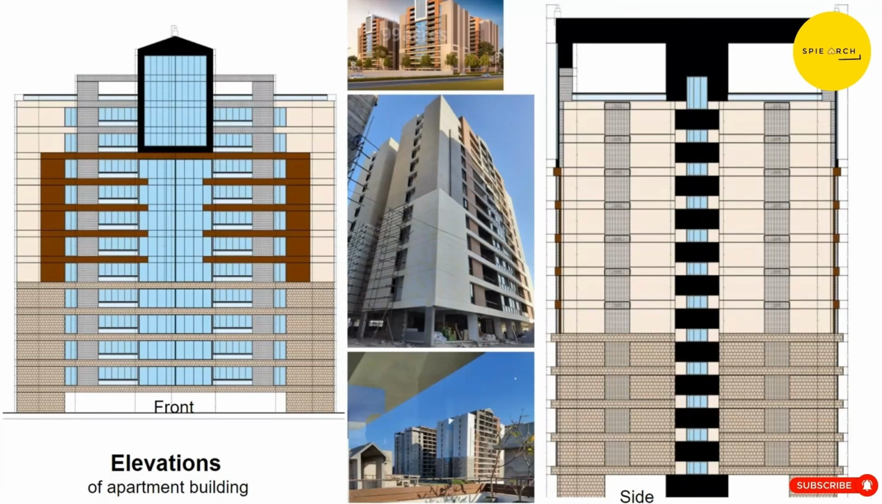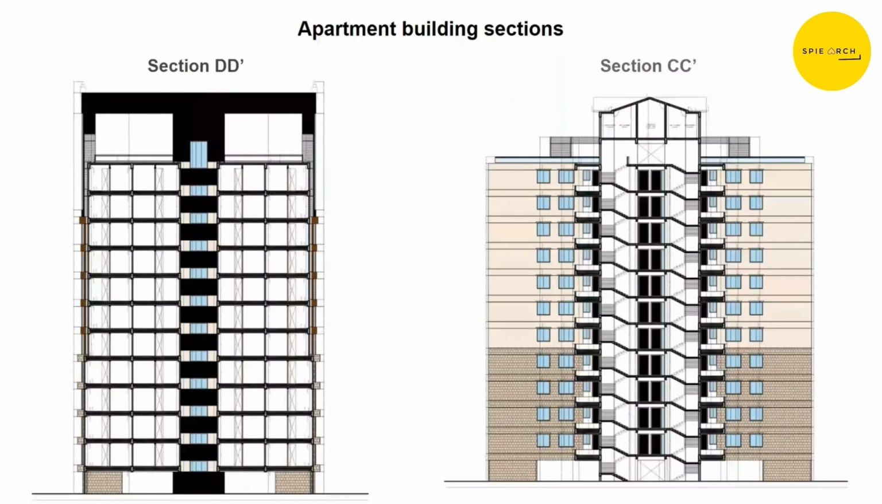These are the elevations of the apartment building. As the apartment building is 11 stories high, each floor has 4 tenements, and it can accommodate up to 180 apartments. Can we go next? These are the sections. Section DD dash is the washroom section, and section CC dash is the vertical connections with lifts and stairs. Next.